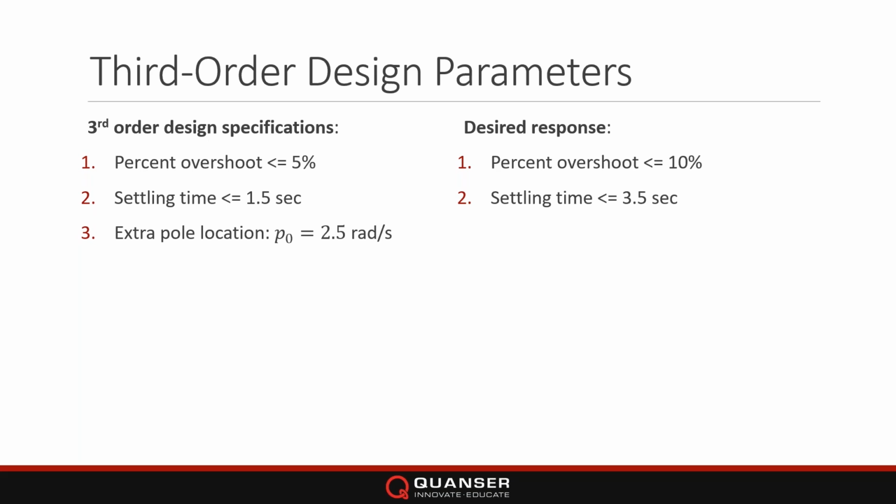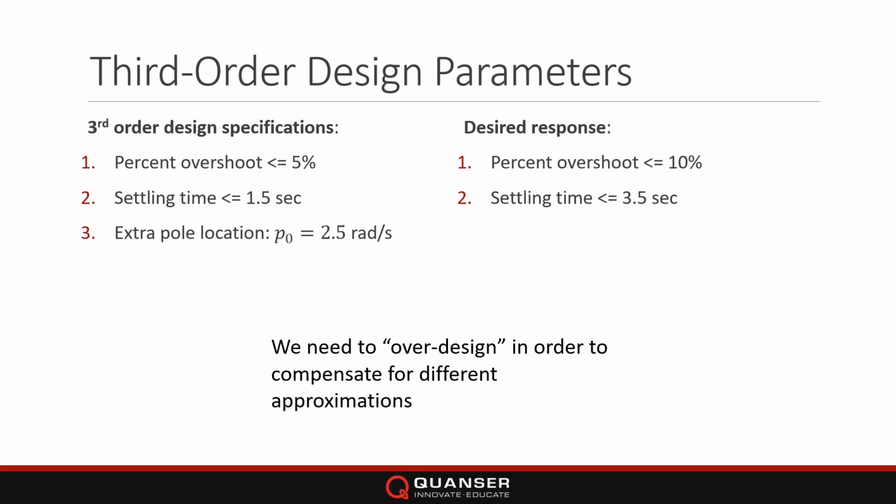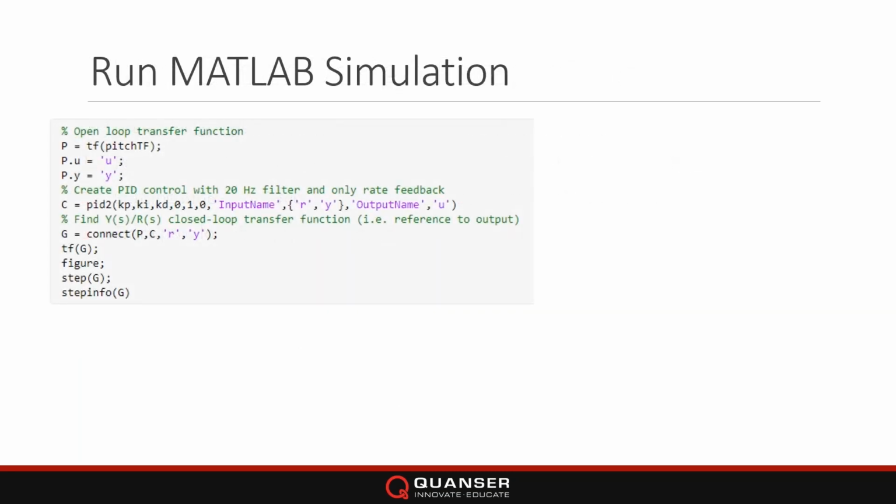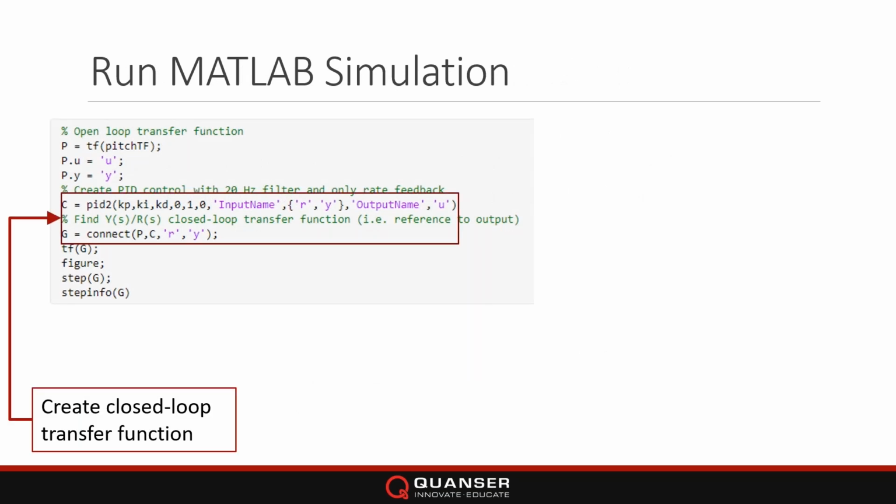And our desired response, what we ideally want, is a percentage overshoot of less than 10% and a settling time of less than or equal to 3.5 seconds. So I guess you could say that we need to over design in order to compensate for the different approximations we have here and the different limitations. So once again, first let's run it through a MATLAB simulation.